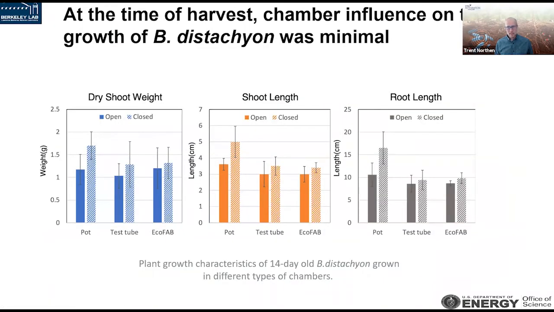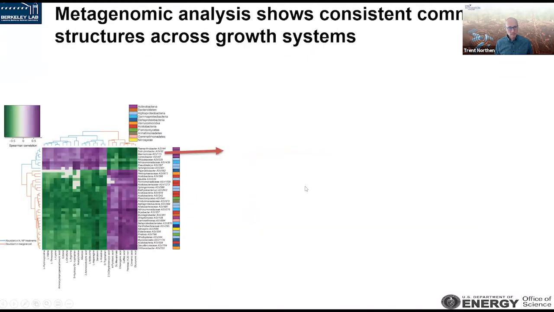And we were all happy to see that the EcoFAB had similar performance in terms of the root dry weight, shoot weight, shoot length, and root length to the other devices. There weren't really any significant differences between the open and closed devices, though there were some directional differences. It's also nice to see that the EcoFABs, if anything, were maybe a little bit more reproducible.